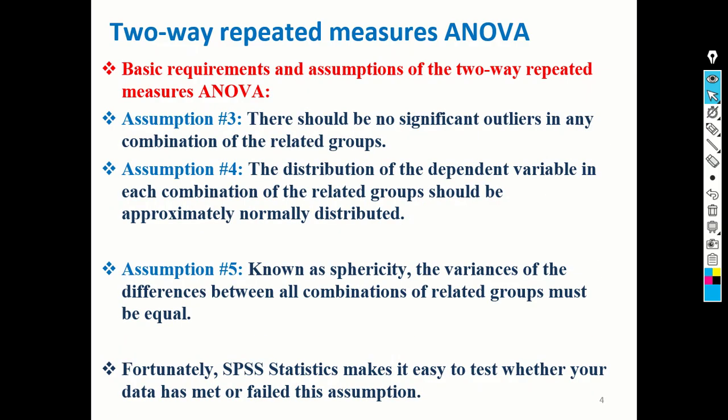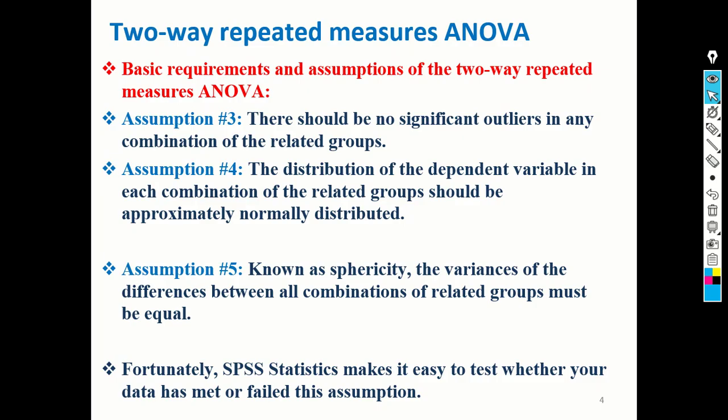The third assumption, there should not be a significant outlier. The fourth assumption, the outcome variable should be normally distributed. And the fifth and last one is the assumption of sphericity, which is similar to the one-way repeated measures ANOVA. So the variances of the differences between all combinations of related groups must be equal. That is the sphericity. Fortunately, SPSS Statistics makes it easy to test whether your data has met or failed the sphericity assumption. So this is overall the idea of two-way repeated measures ANOVA.